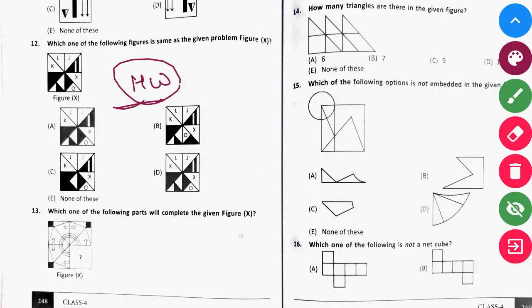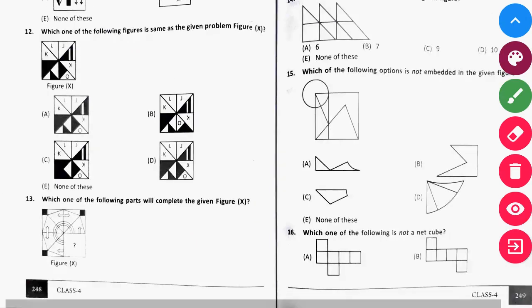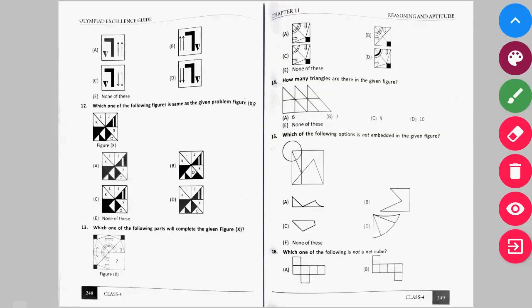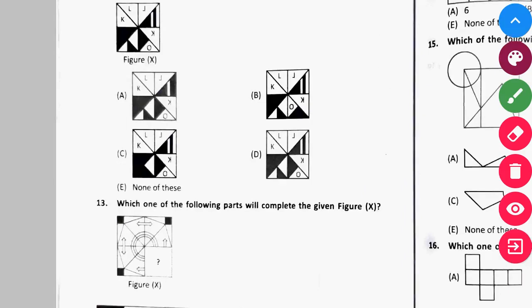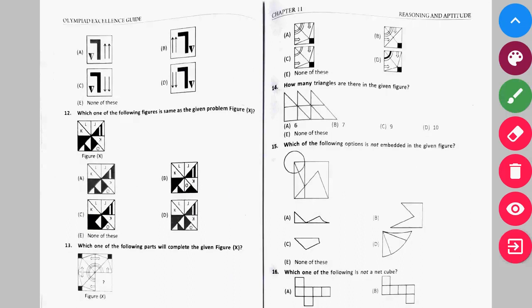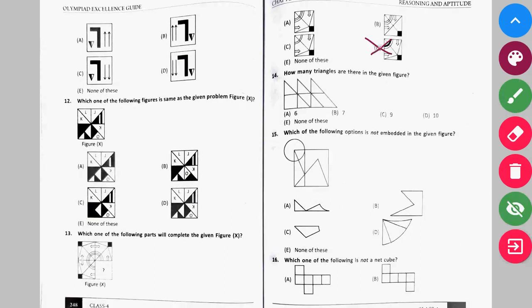Which one of the following parts will complete the figure? Now you can check which parts complete the figure. Now see, the circle should be completed and it has how many lines? 3 lines. Okay. So D option will not come because it is shaded. C is also not correct because it has 2 lines. Now A or B is your answer.